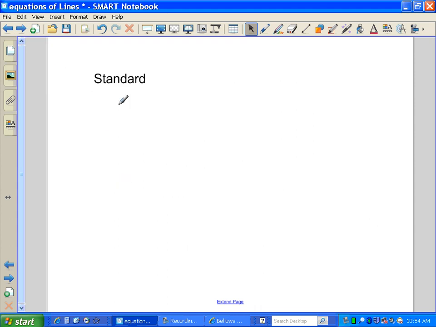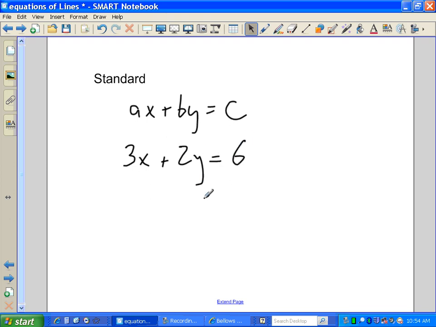whole lot. But anyway, standard form, ax plus by equals c. When we're in this form, it's easy to graph because we can get our y-intercepts and our x-intercepts pretty easily and then graph from there. Let me see if I can come up with a quick example of that. 3x plus 2y equals 6.